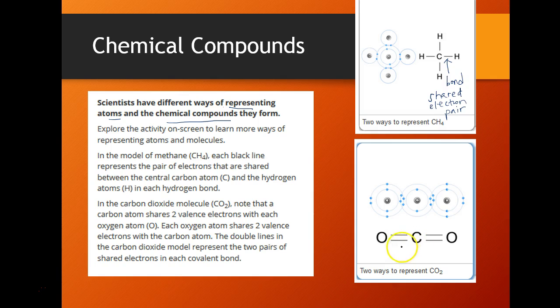Here on the bottom, we don't have just 1 black line, but we have 2 of them. The reason is that we have 2 pairs of shared electrons in the covalent bond, and we call that a double bond. You can see the 2 pairs being shared, versus up here we only have one pair, one pair, one pair, and one pair, and that's why it only has a single line.